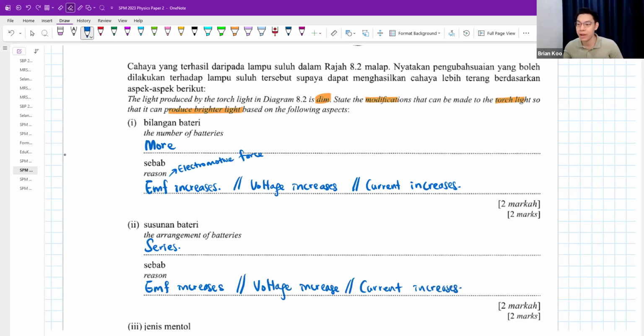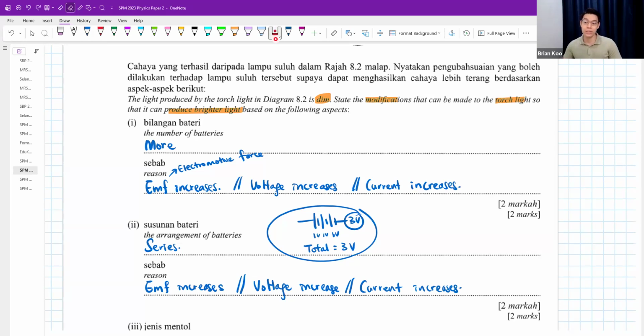Please understand, if I got 3 batteries side by side, and every battery is 1 volt e.m.f, the total is equal to 3 volt. Right? You're going to get 3 volt. Because for a series circuit, we normally say voltage will share, right? But in this case, you think of the 3 volt shared becoming 1, 1, 1, or the 1, 1, 1 adding together to become 3.